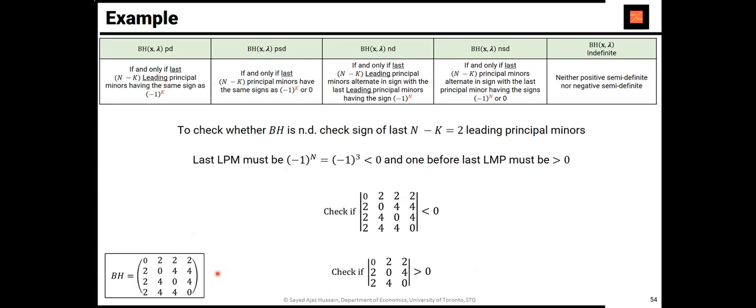Because odd number, no? Minus 1 to the power 3 is negative. And then the one before that, which I've given to you over here, would have to be positive. Those are the only two things you have to check. That's all. So last two leading principal minors. The last one is negative, and the one before that should be positive.